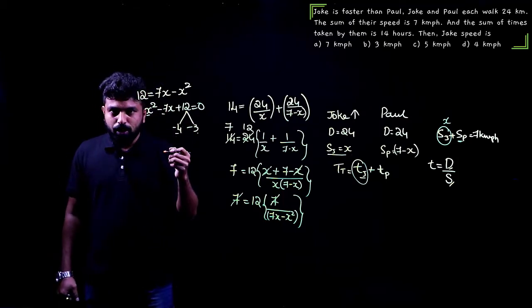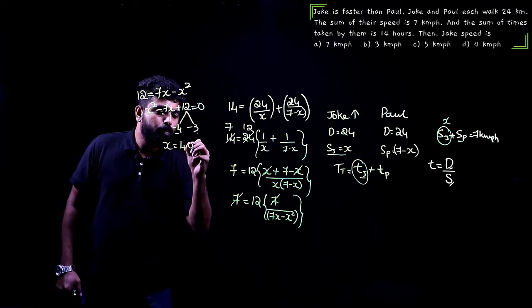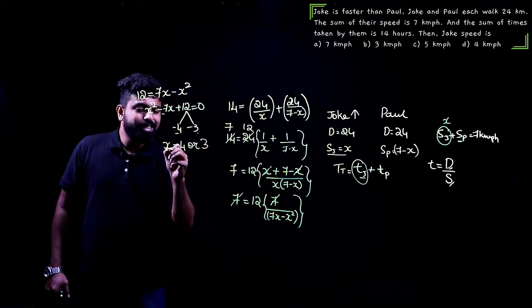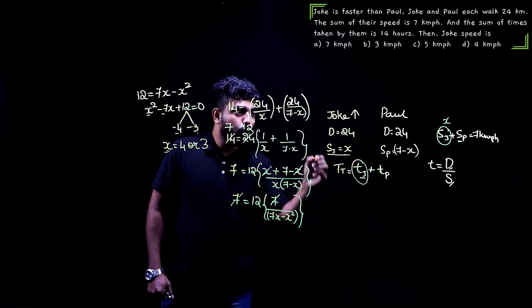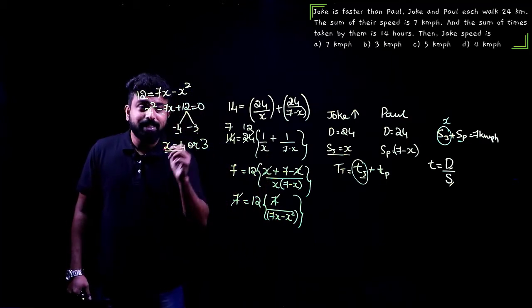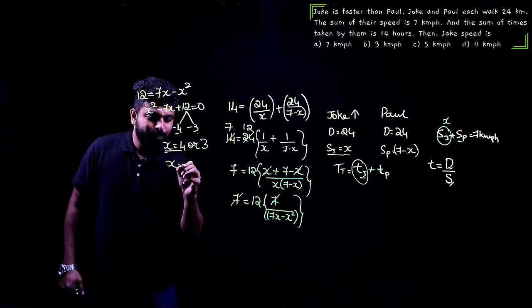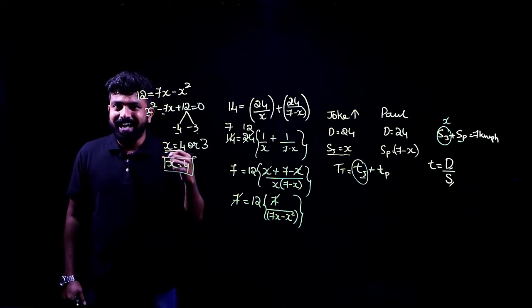So what will be my value of x? X can be either 4 or 3. But what is x here? X is the speed of Joke. And we know that Joke is faster. So what should be the value of x? X must be equal to 4, meaning the speed of Joke is 4, which is my final answer.